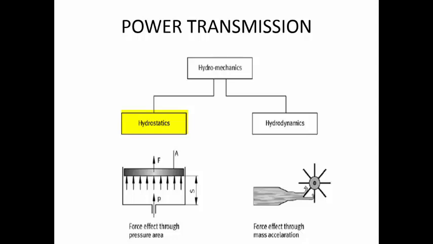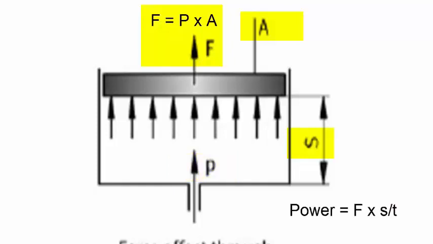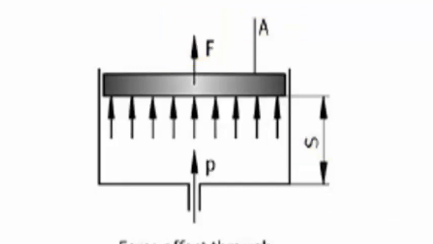If you are considering that there is high fluid power coming in the hydrostatic mode, then you have a high pressure of fluid acting on a certain area A. It is trying to generate a force, because pressure multiplied by area gives you the force, and this force causes the load to be moved forward by a distance S in time t. Then the power developed will be equal to force into distance divided by time, or you can say pressure multiplied by area multiplied by the distance the load has moved, divided by time. That is how we can calculate the power that is transmitted.